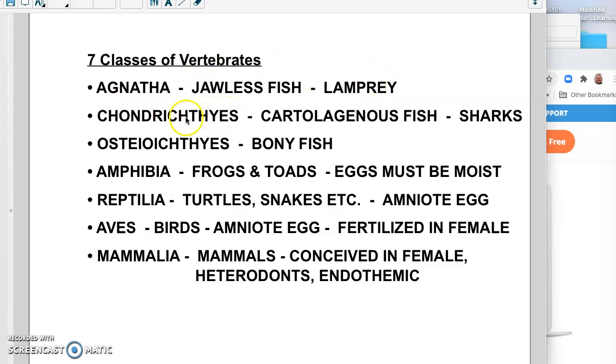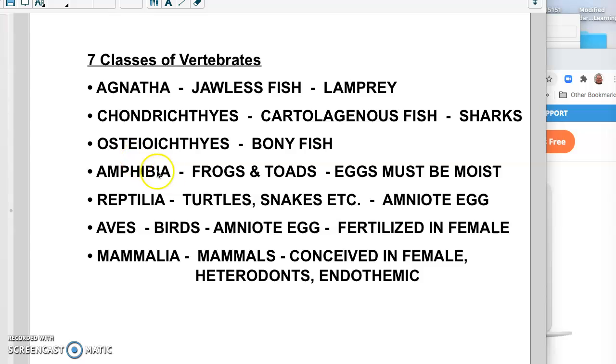Chondrichthyes is another type of vertebrate. Chond is a Latin root meaning cartilage. Okay, cartilaginous fish. So sharks. Osteichthyes is from the Latin word meaning bone. Ichthyes means fish. So Osteichthyes is the bony fish like a perch, a walleye, a bass, a northern.